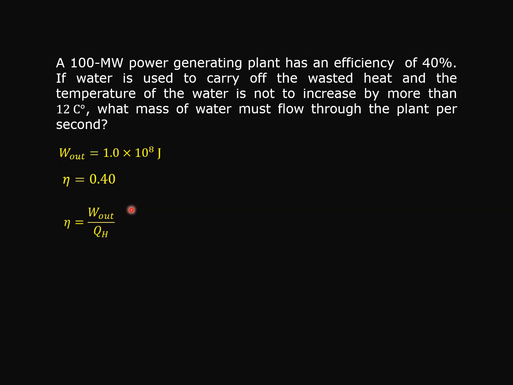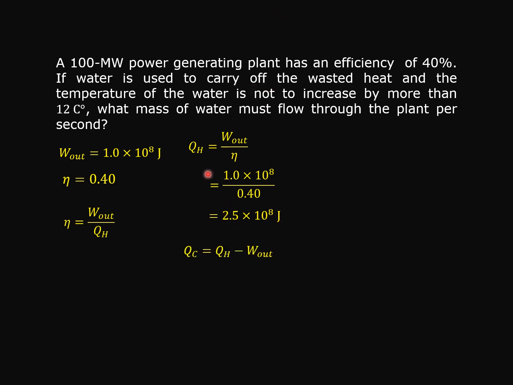To find the QC, we start by using the formula for the efficiency, which is equal to the output work divided by the QH. Because we know the efficiency and the output work, we can find the QH. Making QH the subject, we get output work divided by eta. We substitute these two values to get the QH as 2.5 times 10 to the power of 8 joules. This is the heat absorbed by the working substance in the power plant.